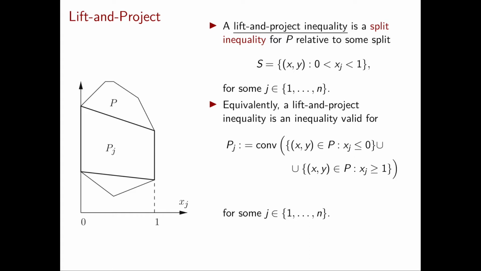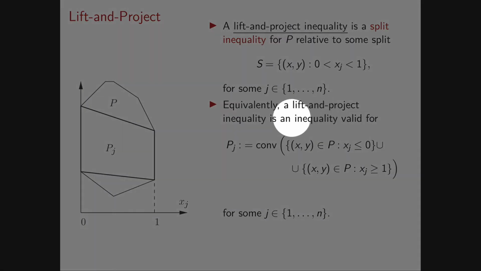Directly from the definition of split inequality, we have that a lift and project inequality can be equivalently defined as an inequality valid for the convex hull of the points in P that satisfy x_j less than or equal to 0, union the set of points in P that satisfy x_j greater than or equal to 1. This set will be very important in our subsequent discussion, and so we're going to call it P_j.